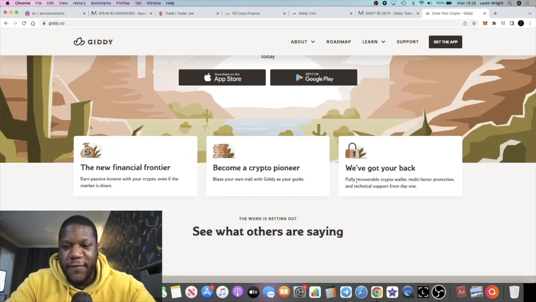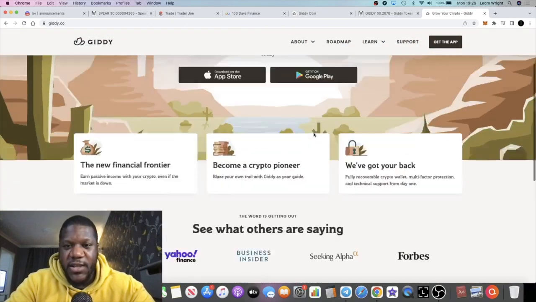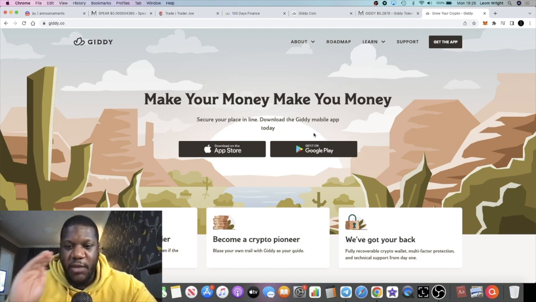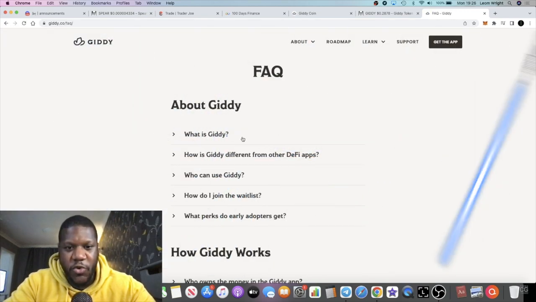It says here, it's got a fully recoverable crypto wallet, multi-factor protection, and technical support from day one. Now, when you connect your app on Giddy, okay, this basically gives the permission, but only for the permission that you're giving to whatever the website is that you're connecting to, which is the way I understand it, okay? It also removes those permissions as well. So if we go to learn more, let's just go to learn more, okay?